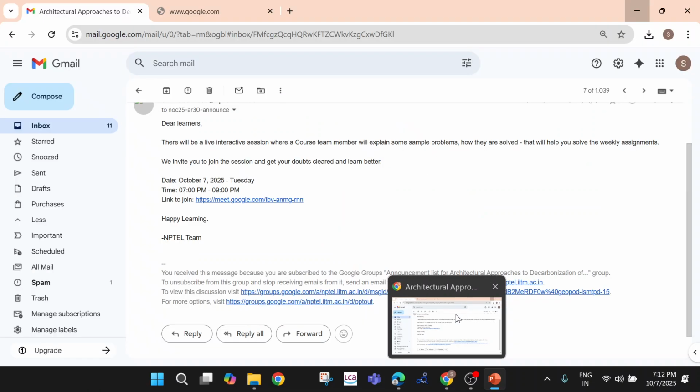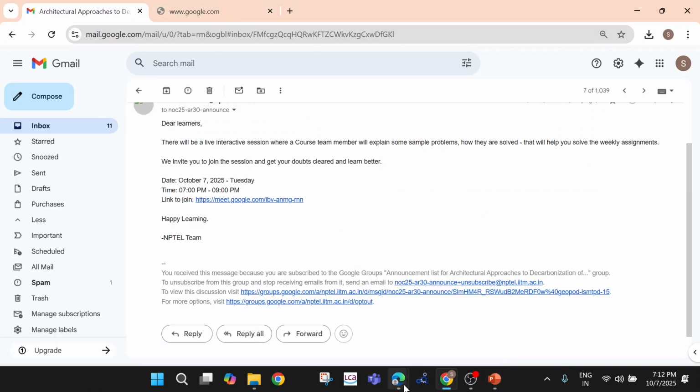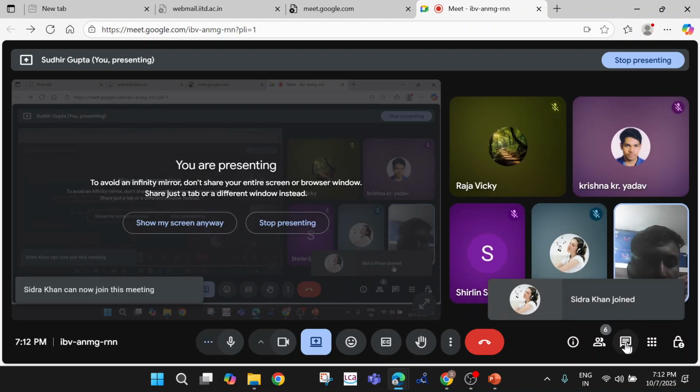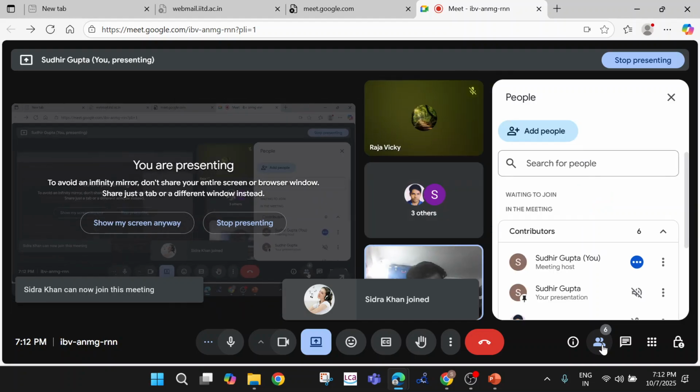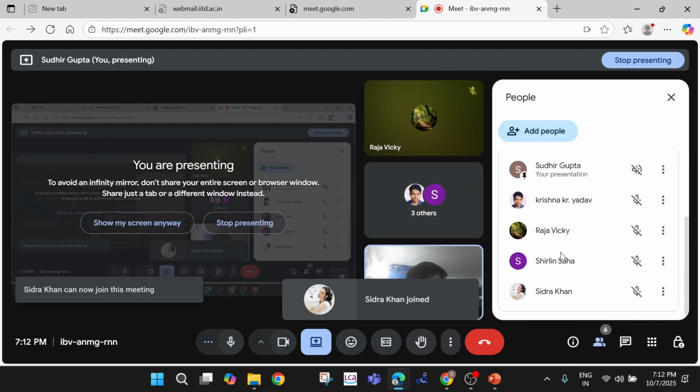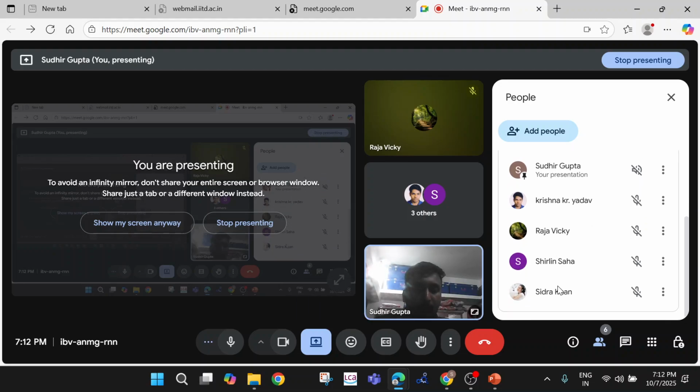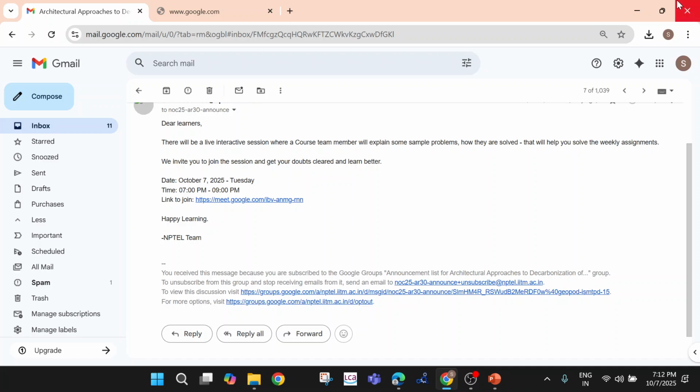Let me admit some more participants to today's problem solving session. Yeah, so as I can see, till now we are having one, two, three, four participants, and more participants. Whoever will be joining today's problem solving session, I will be admitting them. Meanwhile, let me start our problem solving session discussion.